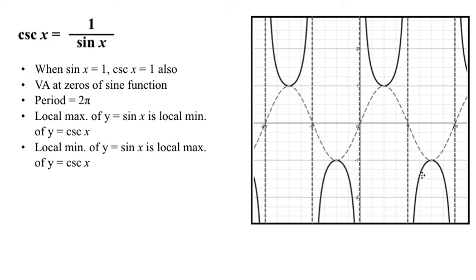The period for both the secant and the cosecant is 2 pi, just like it is for sine and cosine. So tangent and cotangent are the only two trig functions whose periods are different than that of the sine and cosine. So keep that in mind.